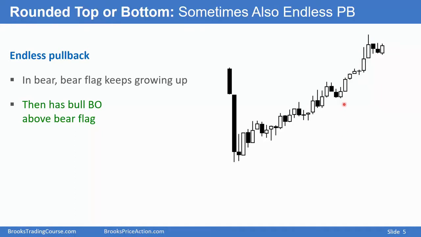It's a bull breakout above a bear flag. This is a bear flag. We have a small breakout. This is a wedge bear flag, 1, 2, 3 pushes up. And we have a bull breakout above that. And then a bigger wedge bear flag, 1, 2, 3. We have a bull breakout above that.